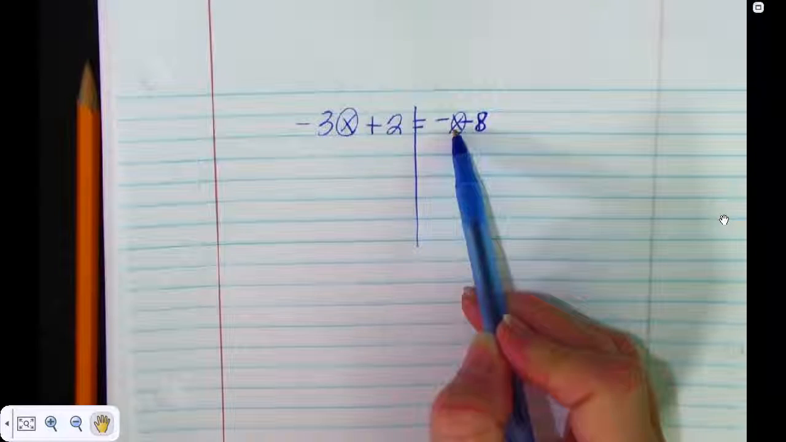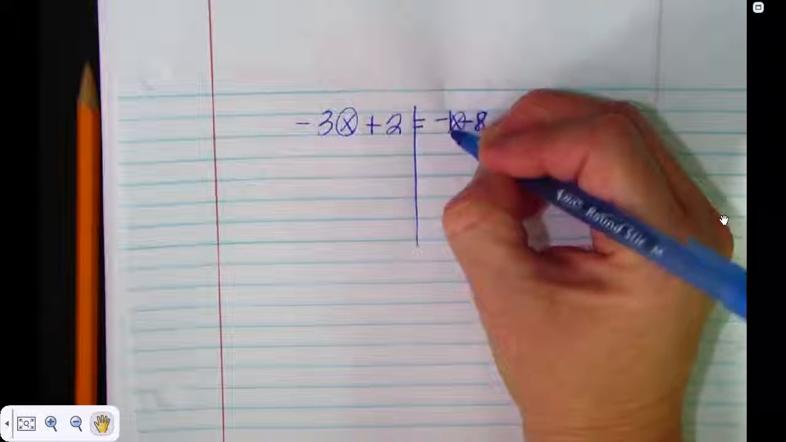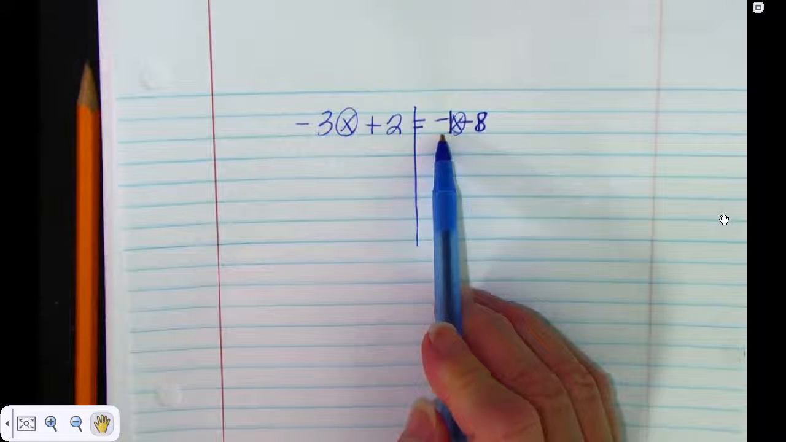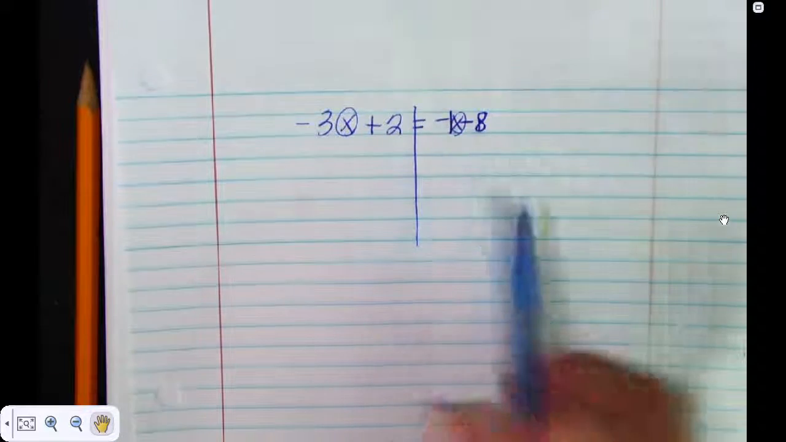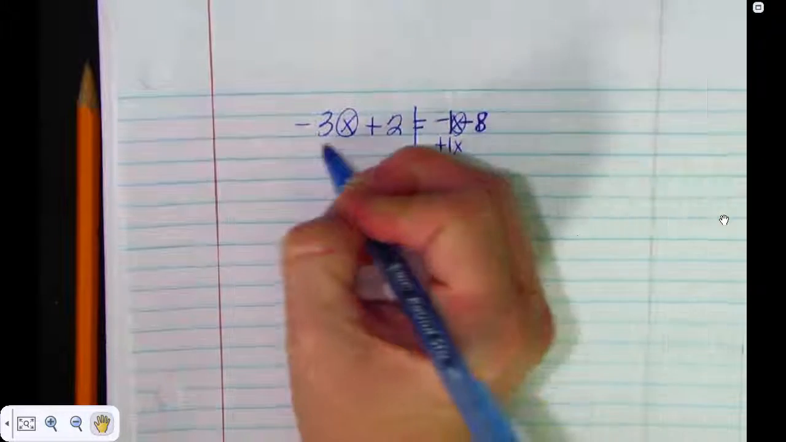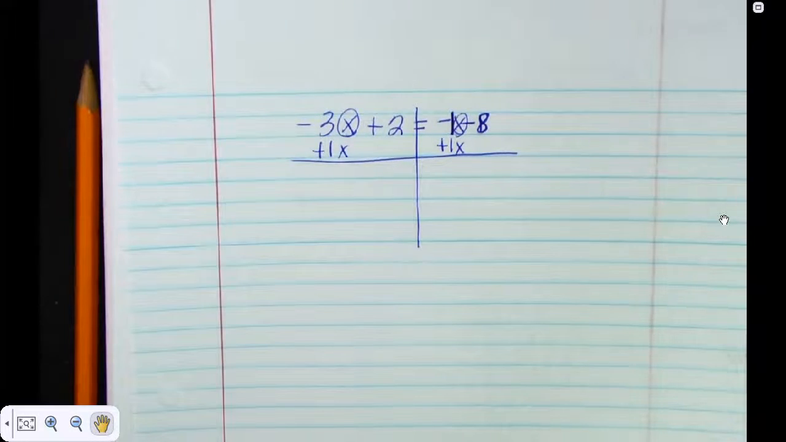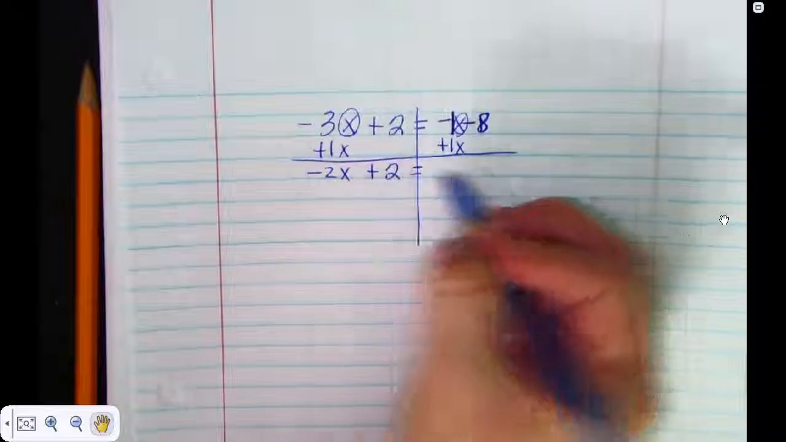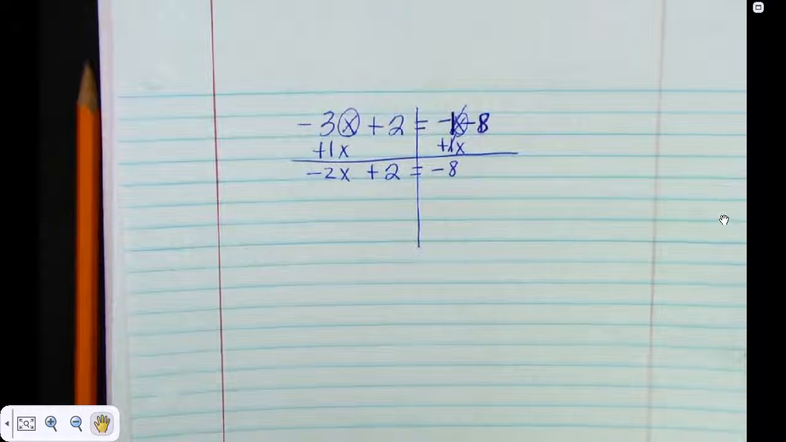So right now, there's no coefficient for x, so we'll put a 1 in front of it. When there's no coefficient, it's a 1. So that's a negative 1x. So to delete it from this side, we're going to have to add 1x to both sides of the river, the equal sign. So we get negative 2x plus 2 equals negative 8. We've eliminated the negative 1x.